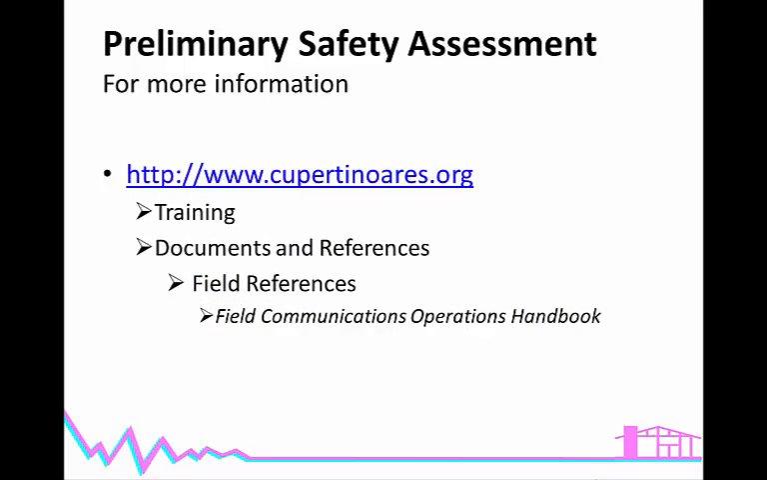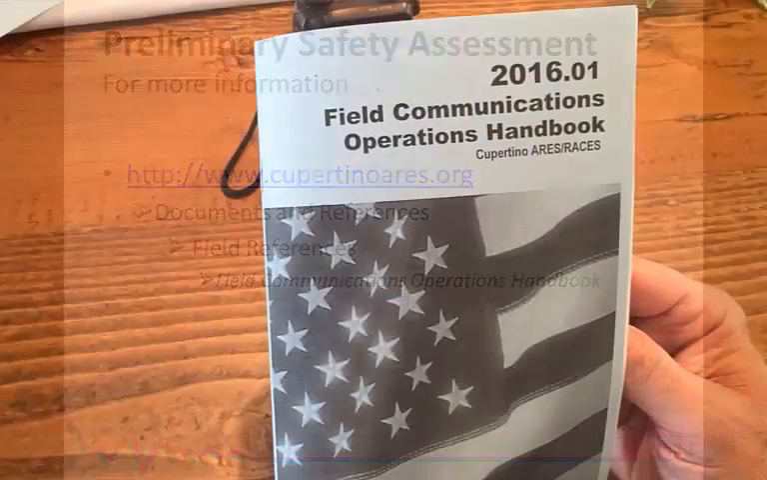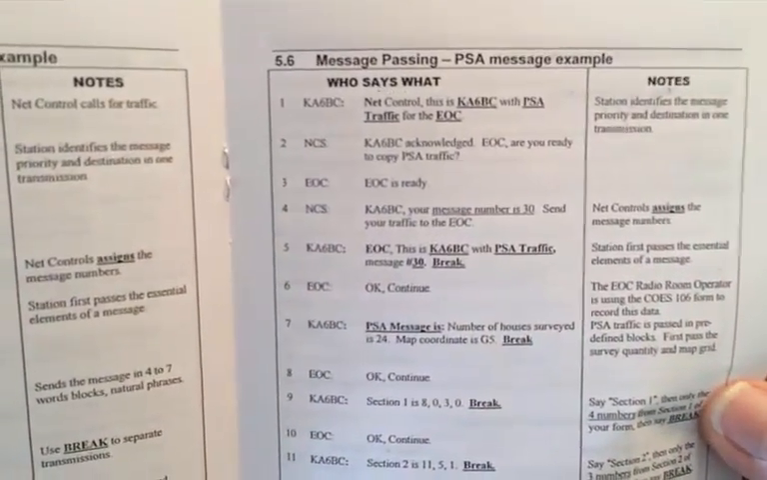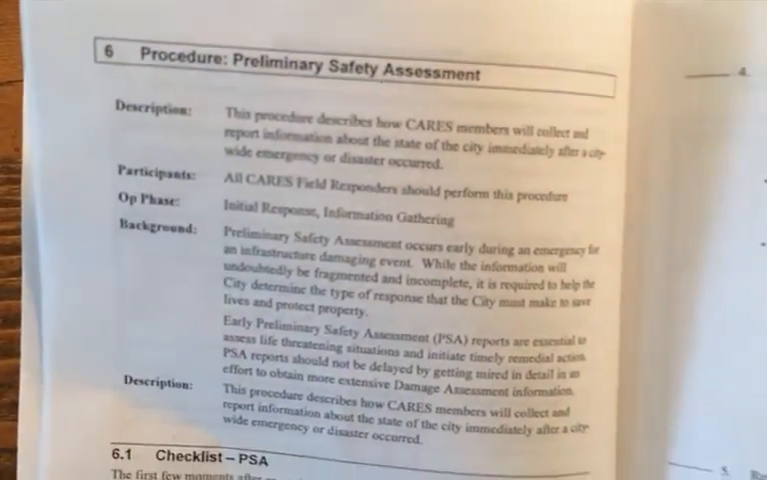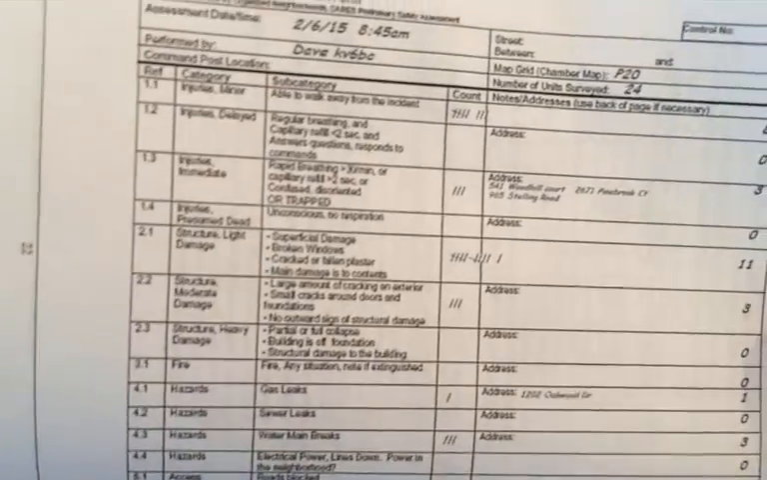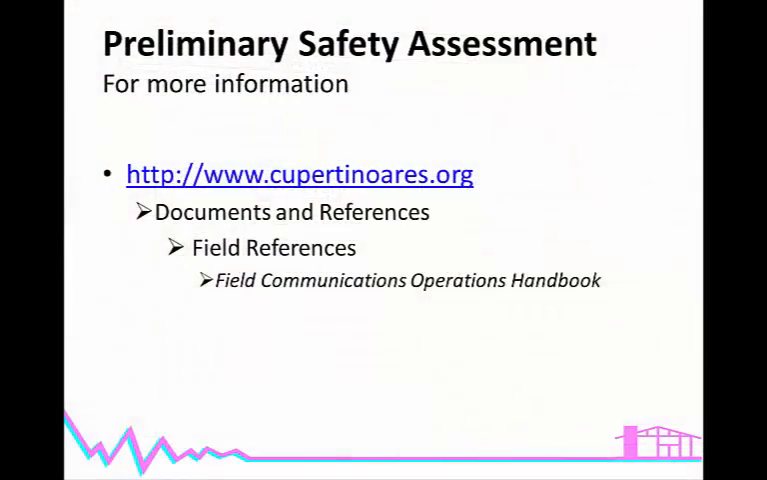And that's the preliminary safety assessment process. For more information, check out the website, specifically the training page and documentation and reference section for presentations on the PSA process. Also, get familiar with the Field Communications Operations Handbook for a description of the PSA process, a sample of the forms, and a text version of the message exchange. And of course, please make sure you join us for the next PSA exercise that we run annually.